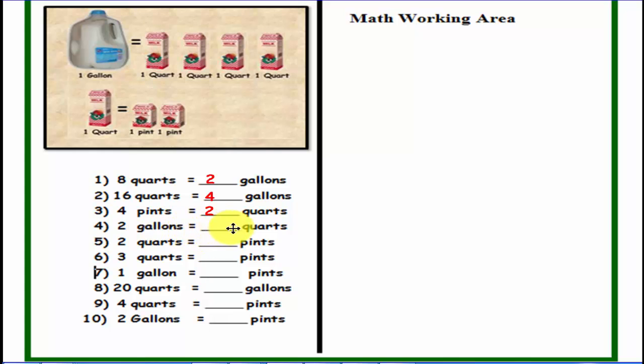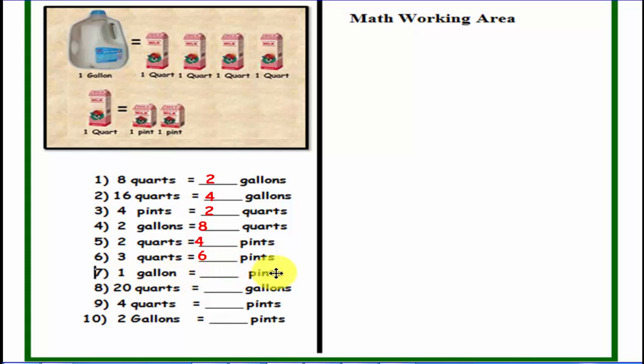2 gallons equal how many quarts? If 1 gallon is 4, 2 of those would be equal to 8. 2 quarts equal how many pints? Well, 1 quart equals 2 pints, so if you have 2 of those, how many pints would you have? 4. 3 quarts equal how many pints? Well, if 2 equals 4, 3 must be equal to 6.